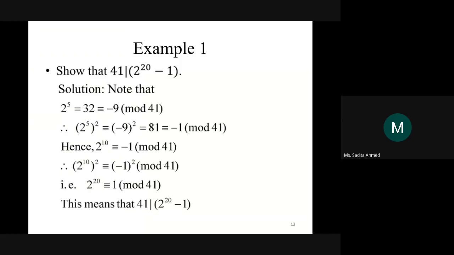2 to the power of 5 is 32. 2 to the power of 6 is 64. Which one is closer to 41? 32, obviously, is closer to 41. So we'll use 2 to the power of 5. Also, you will see that if we use 2 to the power of 5, then getting from 2 to the power of 5 to 2 to the power of 20 is quite easy. You just have to do 2 to the power of 5 whole to the power of 4, or square it twice. If you do that, from 2 to the power of 5, you can get 2 to the power of 20. So we'll start with 2 to the power of 5.